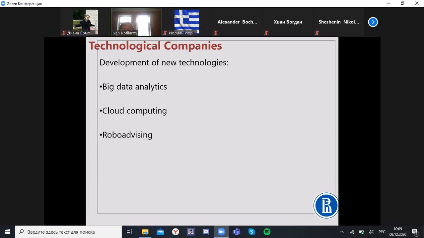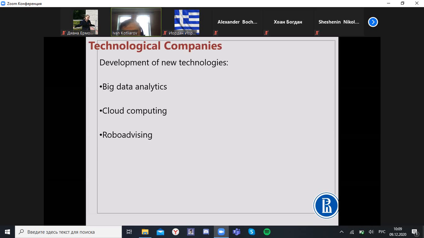Okay, technological companies. What do they do? As I have already said, they develop new technologies that are necessary for, how should I say, the existence of this new digital finance. For example, big data analytics. Okay, big data analytics. Why is it important? Obviously, each bank, both technological, digital, or traditional, is interested in getting information about their customers.